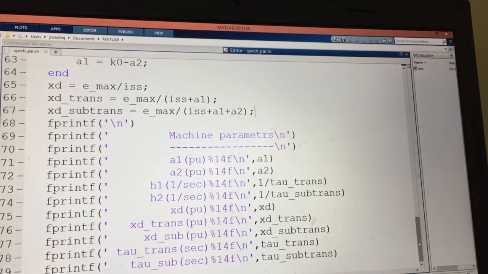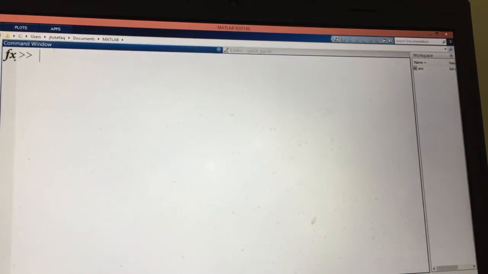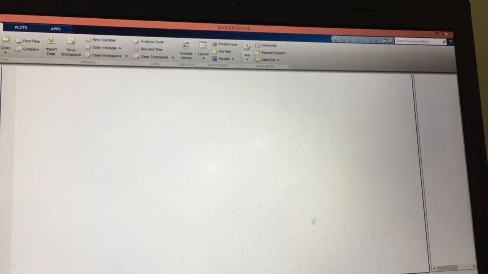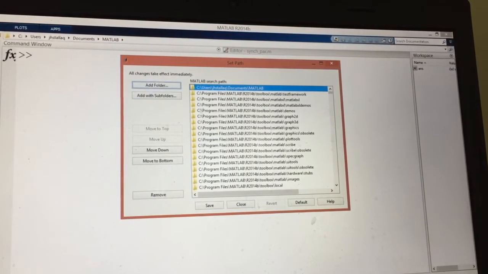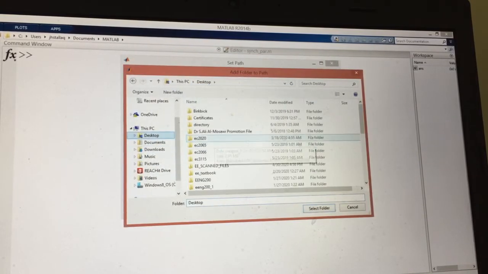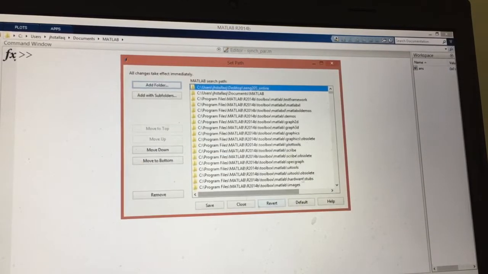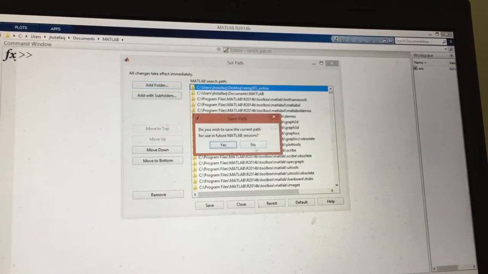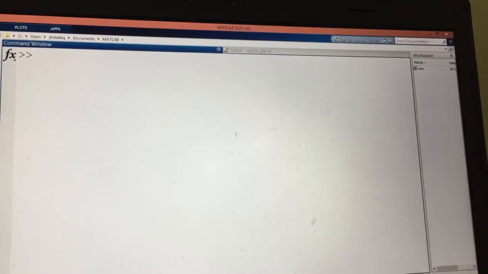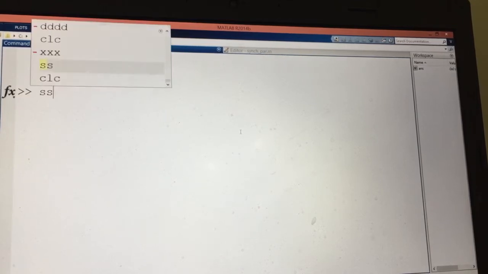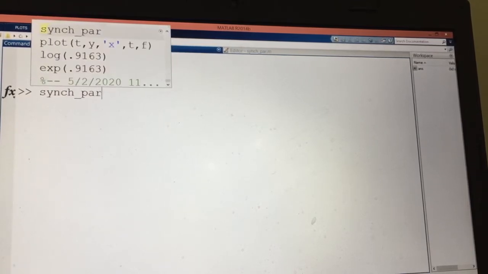We can start this by just, let me go and set the path here, because I put the path somewhere. Add a folder, and this folder is somewhere here. I put this here, but you can put it just directly, and you know how to do that. Select it, and then I don't want to save it. Okay, I will run this program.